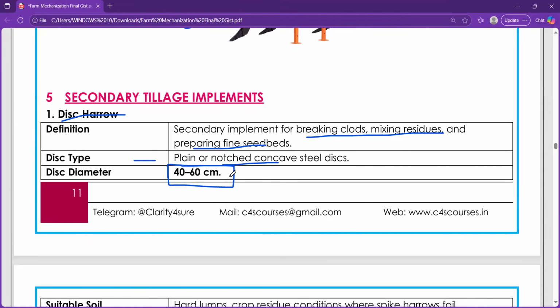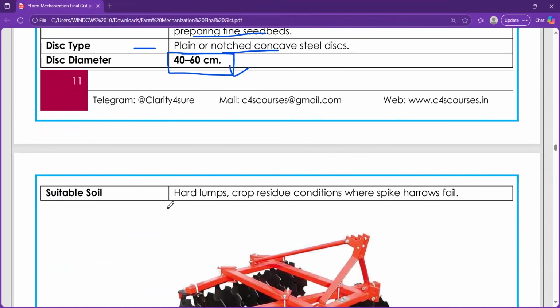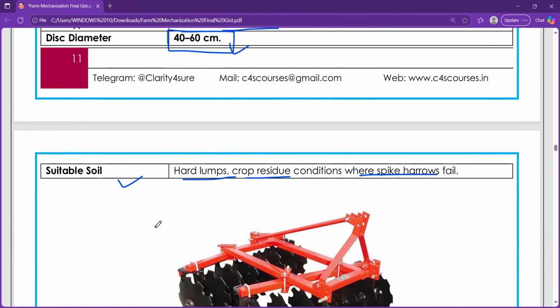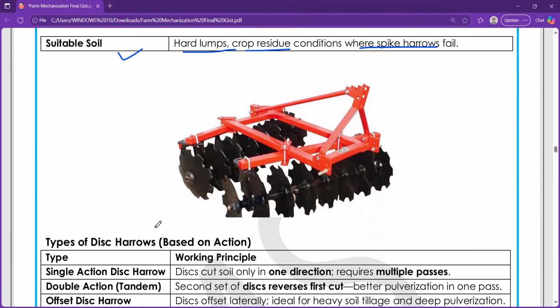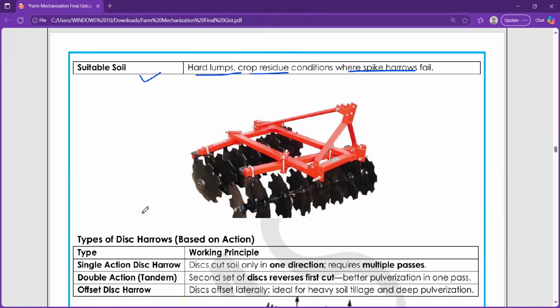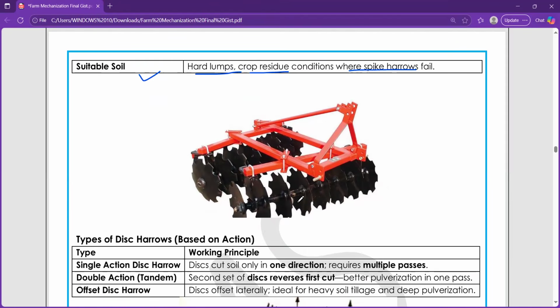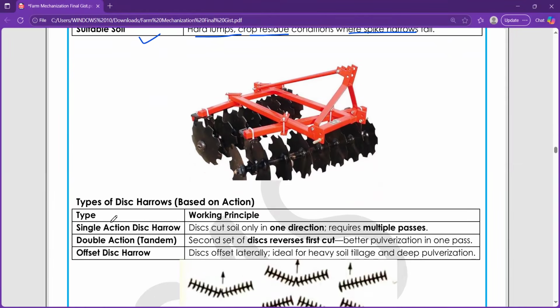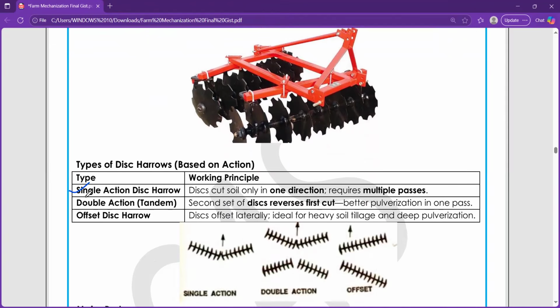A very important question can be formulated from here also. Next, the suitable soil on which these plows are used are hard lumps, crop residues, conditions where the spike harrows fail. Let me zoom out a little. So in this way, the disc harrow is seen. The different types of disc harrow are single action disc harrow, double action disc harrow, which is also known as tandem disc harrow, and then offset disc harrow.